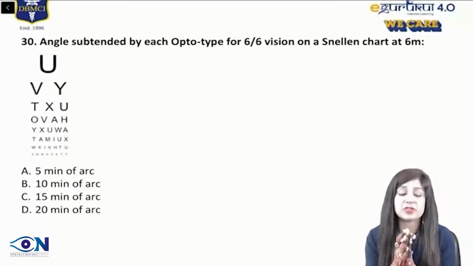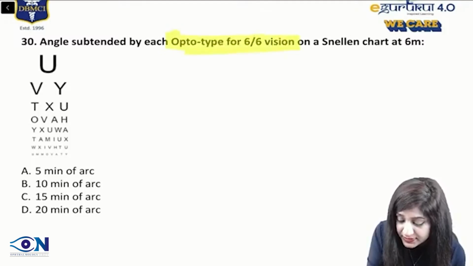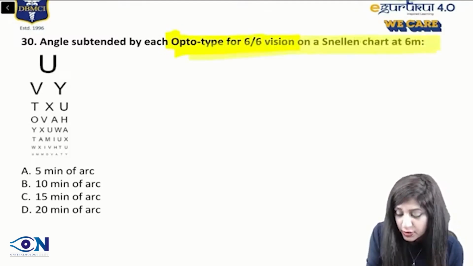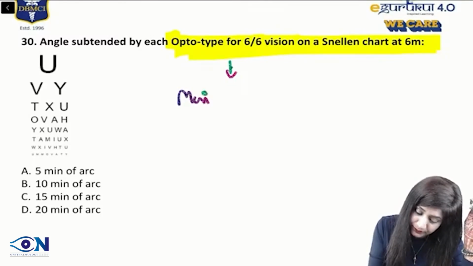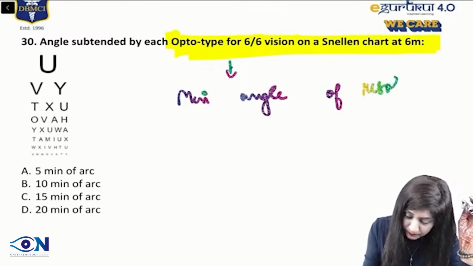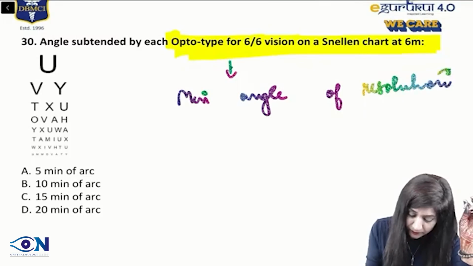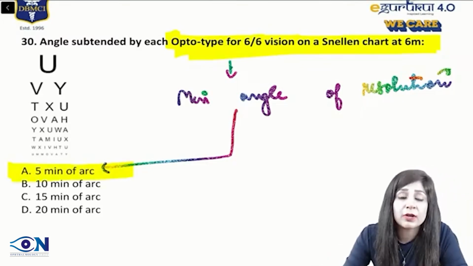Now see this question. Angle subtended by each optotype of 6 by 6 vision on a Snellen's chart. So basically they are talking about the minimum angle of resolution, which is 5 minutes of arc. So they are talking about this.